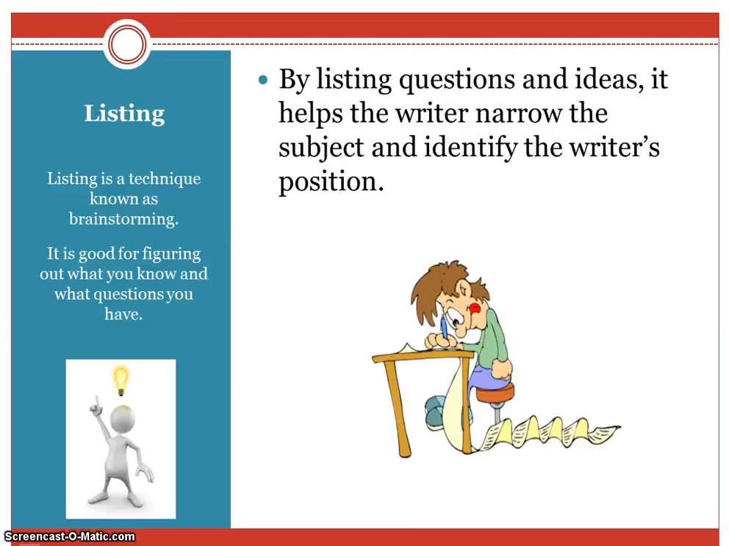Listing. Listing is a technique known as brainstorming. It is good for figuring out what you know and what questions you have. By listing questions and ideas, it helps the writer narrow the subject and identify the writer's position.